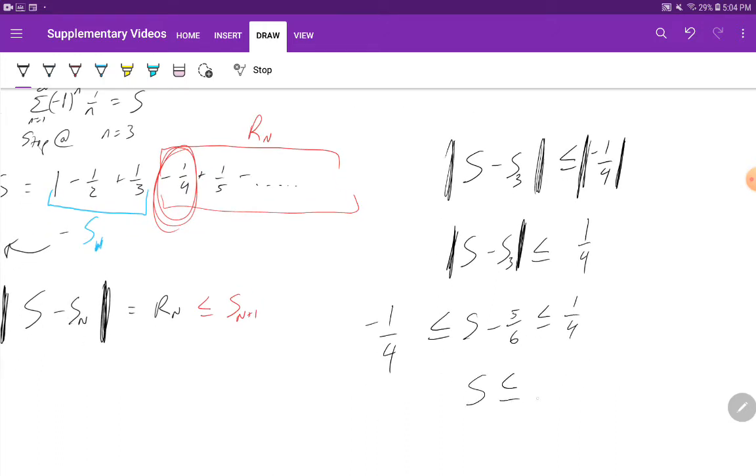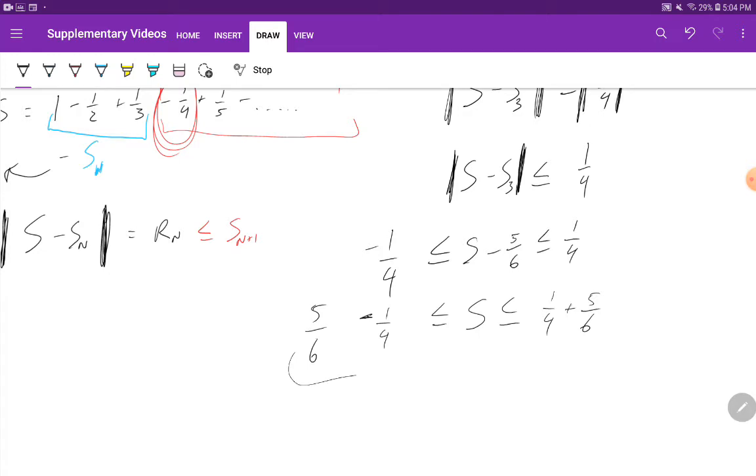So essentially what we're doing is adding 5/6 to both sides. I'm not going to do this in my head because I don't really have the time. But basically what we just did was create a window for where the actual sum lives.